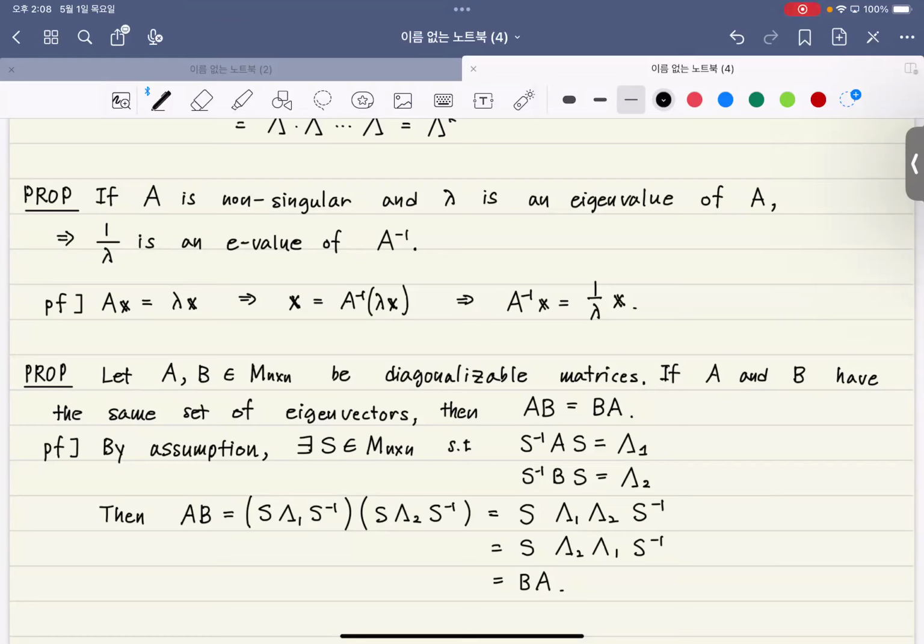So what do I mean by A and B having the same set of eigenvectors? It means they are both diagonalized by the same non-singular matrix S. So S inverse A S is the diagonalization of the matrix A, and the second line is the diagonalization of the matrix B.